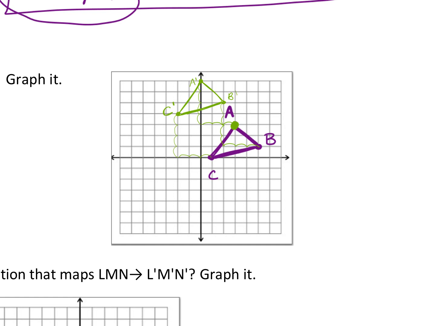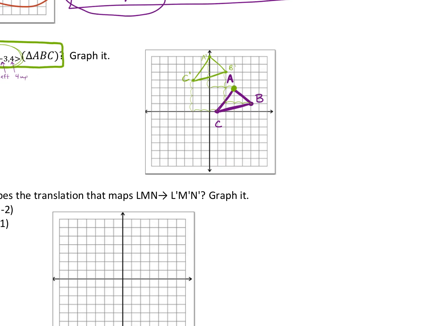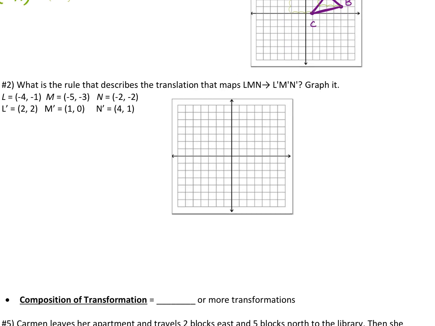Questions on that? Are we good? I want to make sure we can graph appropriately. Okay, so take a look at this one now.